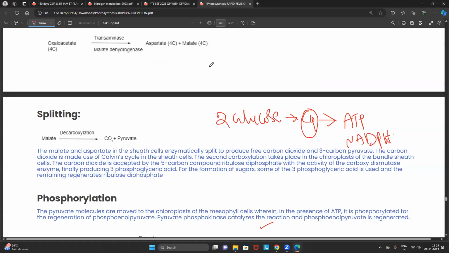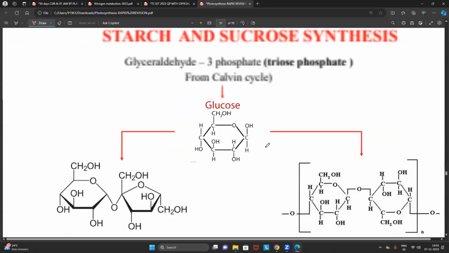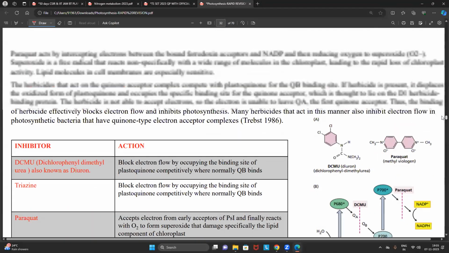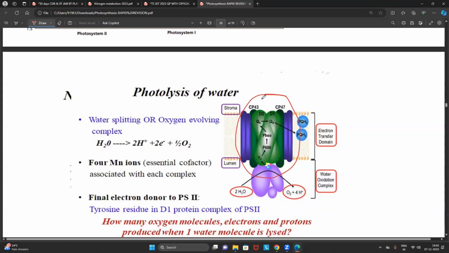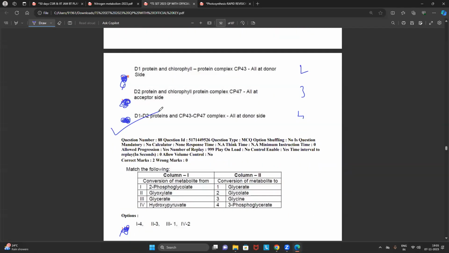Of course, we saw this in yesterday's class only, right? We discussed it very clearly. I showed you a diagram, I hope you all remember. You saw this diagram? How many proteins does it contain? D1, D2, CP43, CP47. These are all present in P680. Wonderful. So that is the second question they asked.